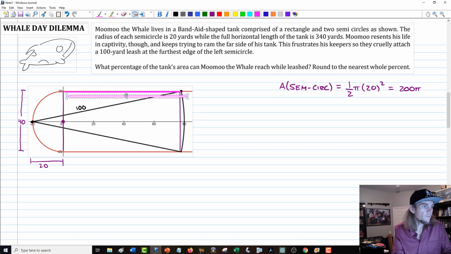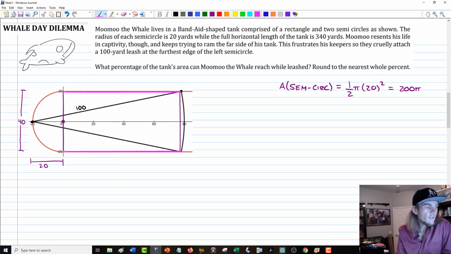So there's our first piece. There's our second piece, at least labeled. So we need to figure out the length of that pink section. That's really the challenge that we have going on here. So let's think about what situations we have that'll let us find it.